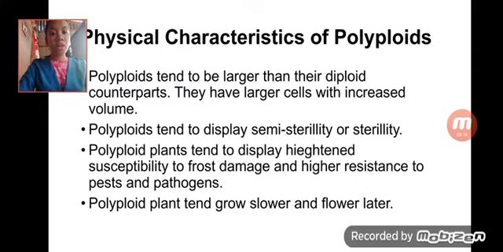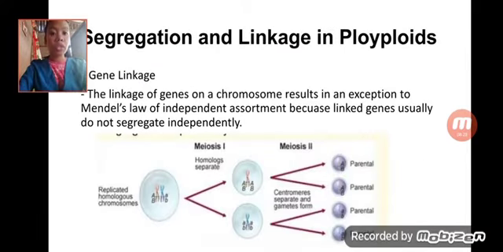Polyploidy acts as a conservative process and stabilizes interspecific hybrids. Polyploidy facilitates gene exchange between distantly related species. So, the segregation and linkage in polyploids. Gene linkage: the linkage of genes on a chromosome results in an exception to Mendel's law of independent assortment, because linked genes usually do not segregate independently.